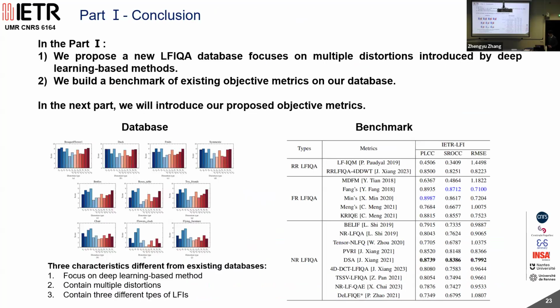Well, to make a conclusion in the part 1, we propose a new database and focus on the multiple distortions introduced by the deep learning methods. And then we also build a benchmark of the existing objective metrics on our database. And then in the next part, we will introduce our proposed objective metrics in more detail.